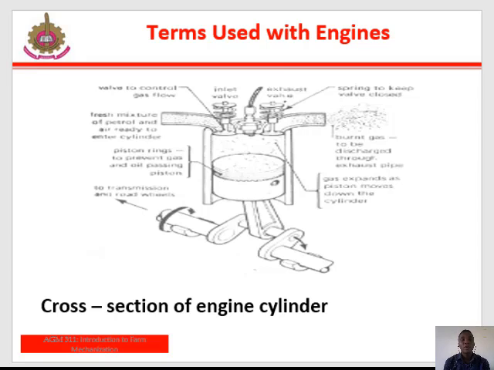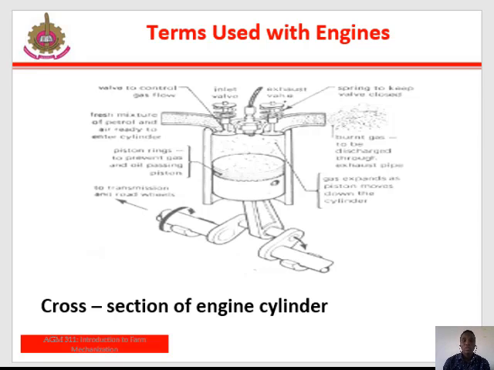Next is the top dead center. Top dead center is the position of the crank and piston when the piston is farthest away from the crankshaft. While moving upward, the piston cannot go beyond the top dead center. Next is the bottom dead center. Bottom dead center is the position of the crank and the piston when the piston is nearest to the crankshaft. The piston cannot move down beyond the bottom dead center.